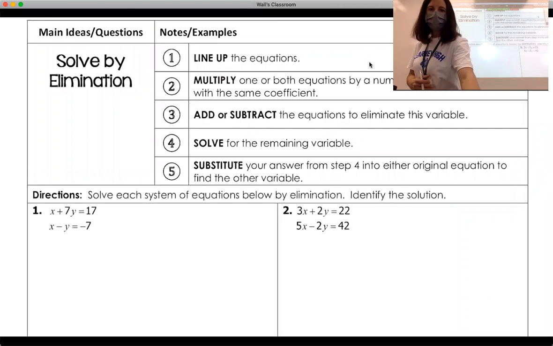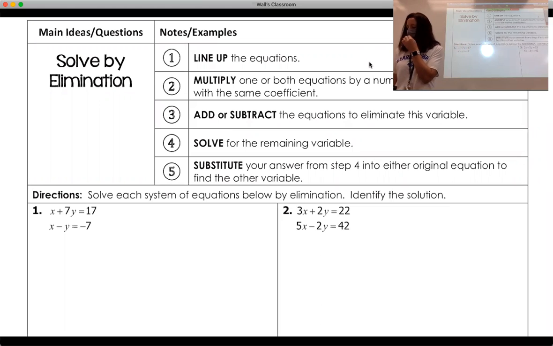So today we're going to talk about elimination. This is our third concept when it comes to processes for finding the solution to a system of equations. Personally, this one is probably my favorite. I think it's one of the easiest ones out of the three.